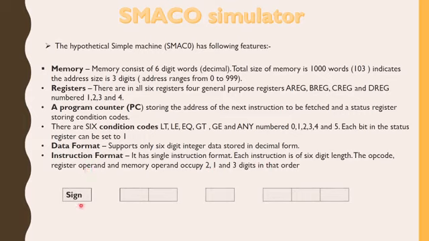The sign is an optional part. Then the opcode, that is your instruction, will have 2 digits. The register or condition code will have a 1-digit representation, and the memory operand will be represented in 3 digits. As we know that our memory address size is represented in 3 digits, therefore the memory operand will be represented in 3-digit format.